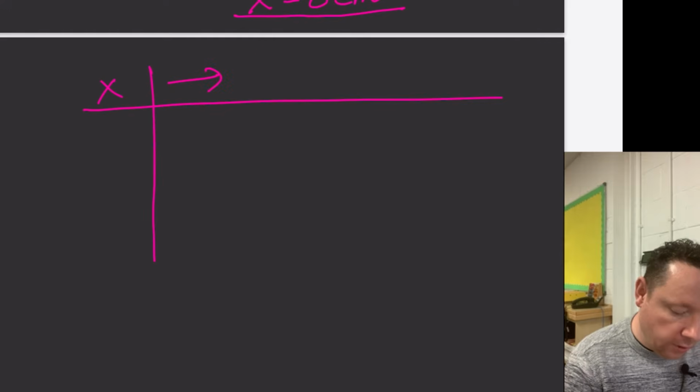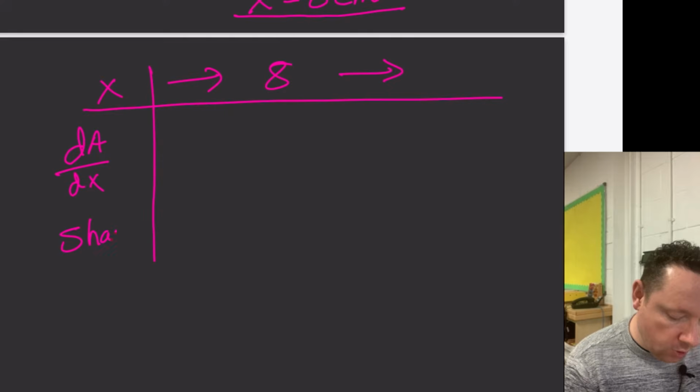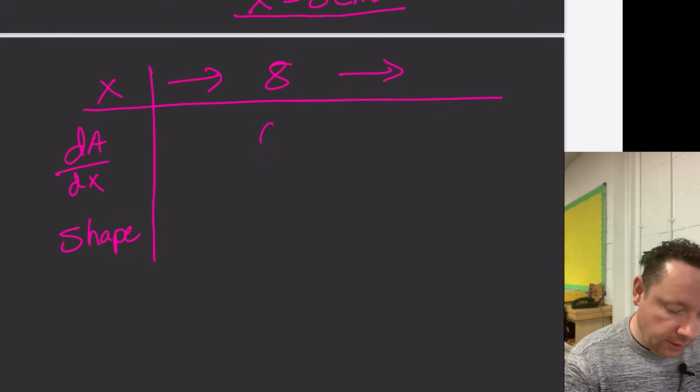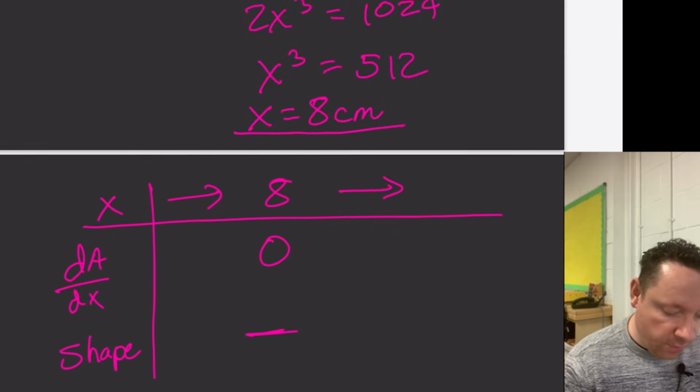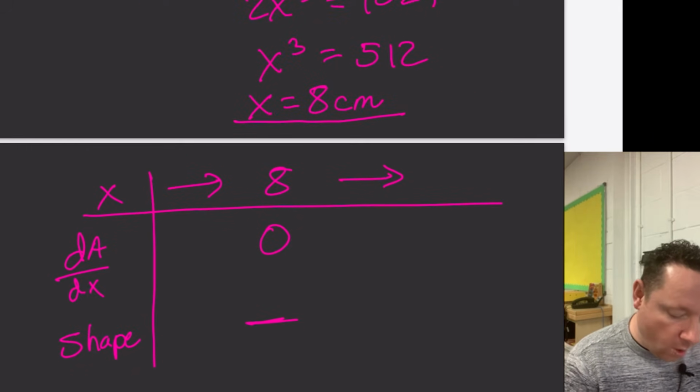So, using our nature table, we've got x, we're going to go along to 8 and then go along somewhere, dA by dx, and the shape. So we know at 8, we get 0. We're just checking it as a minimum. So let's just pick a number before 8. We could just pick 1 and 10, say, taking a little note for ourselves.